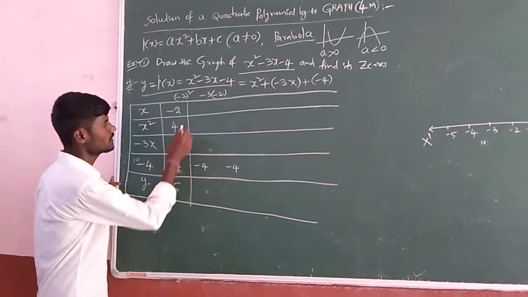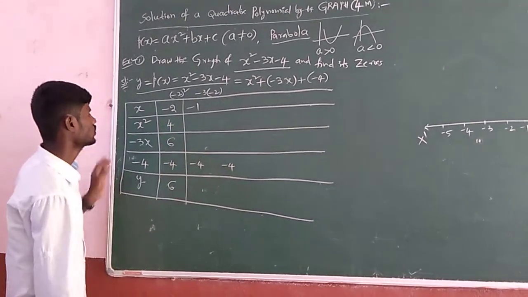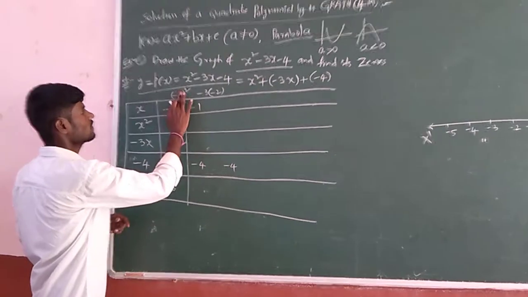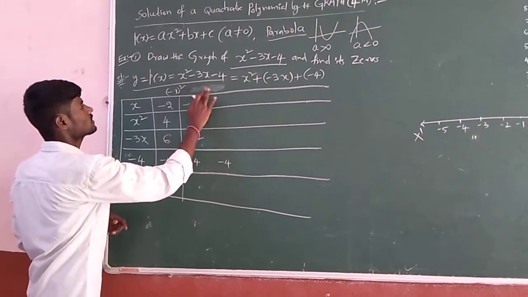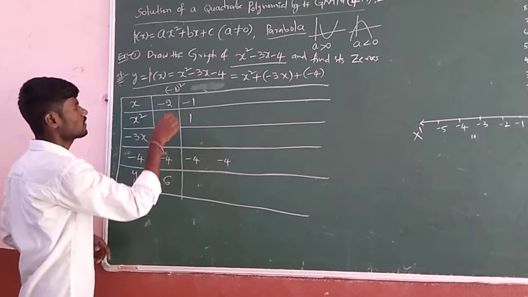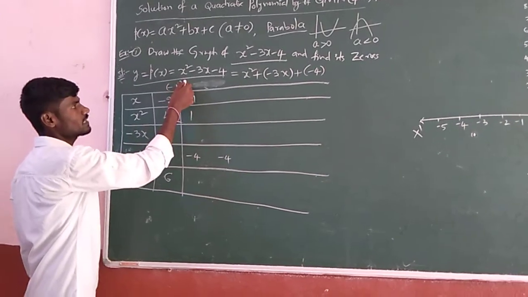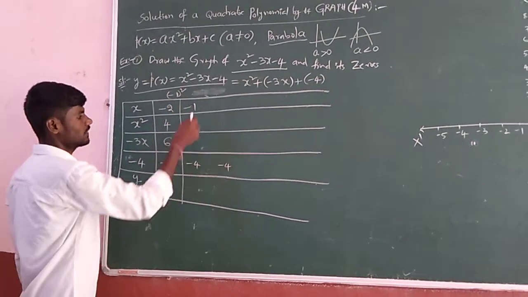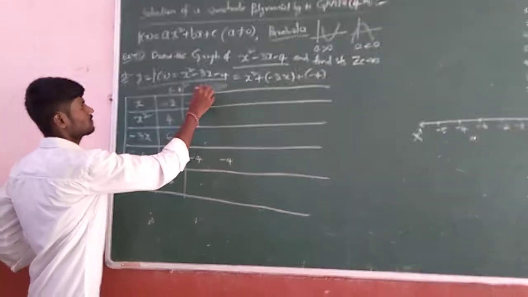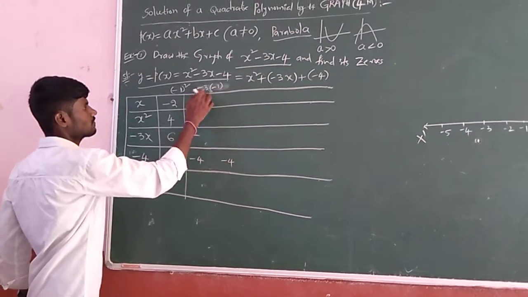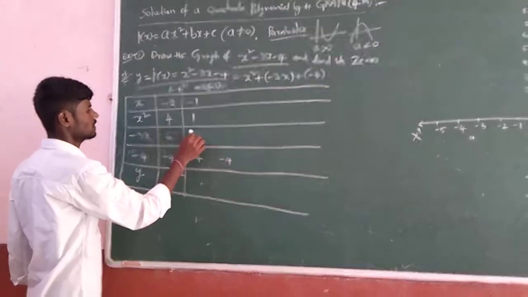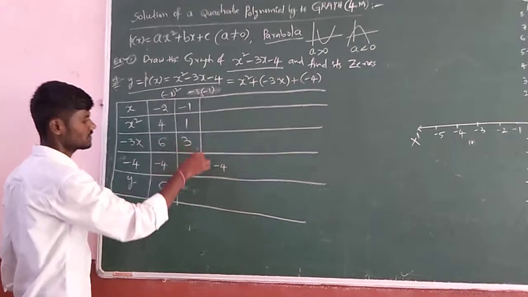Next, let us take x as minus 1. So minus 1 whole square. You have to simplify in that way. Minus 1 whole square: 1 square is 1, and because of the even power the minus becomes plus 1. Next, minus 3x means minus 3 times the x value, minus 1. Minus into minus is plus, 3 ones are 3. Like that we can fill it.